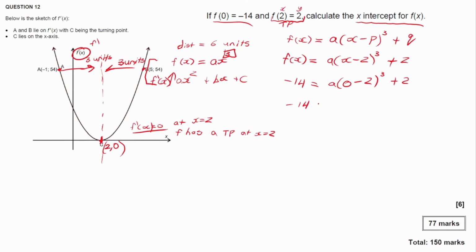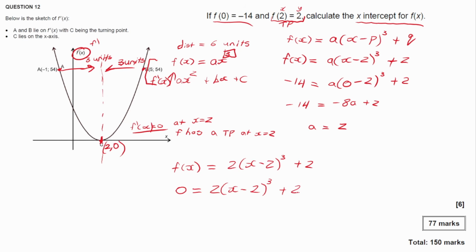So minus 14 is equal to minus 8a plus 2. So what that gives us is a is equal to 2. So our final form of our cubic function is 2(x minus 2) cubed plus 2. And now to find the x-intercept, we set y equal to 0. So 0 is equal to 2(x minus 2) cubed plus 2.